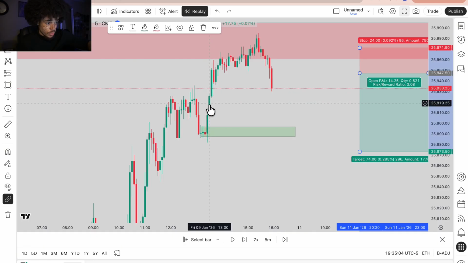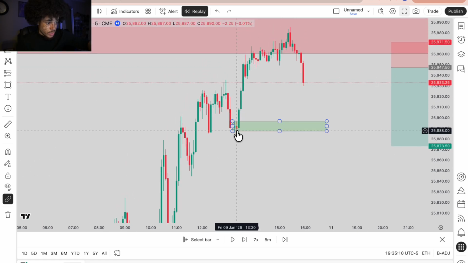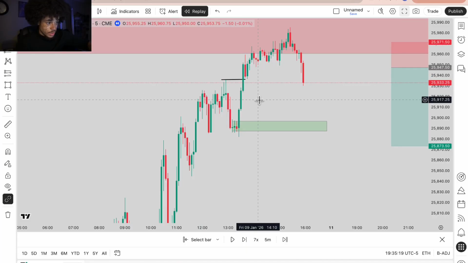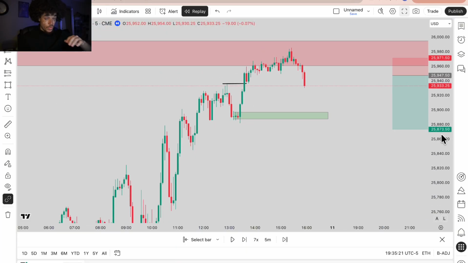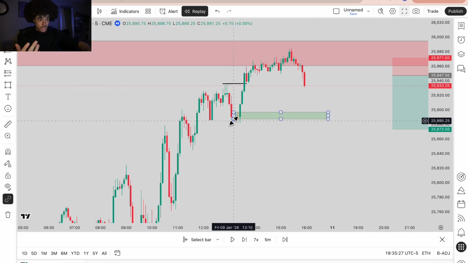We have multiple fair value gaps within this move up. On top of that, we were trending upwards before that. So after this demand zone was created, we broke this previous high, continuing the uptrend that we were previously in. So if we have a break to the upside, making a new high and continuing the trend that we were in previously, this is a valid demand zone as well.